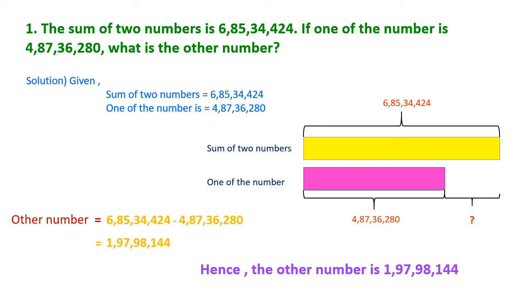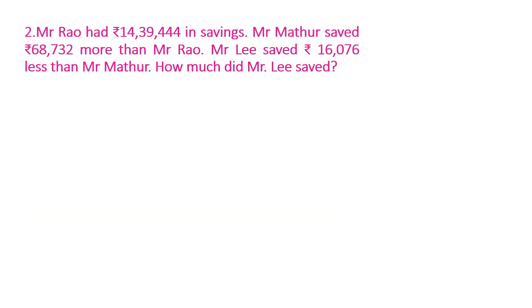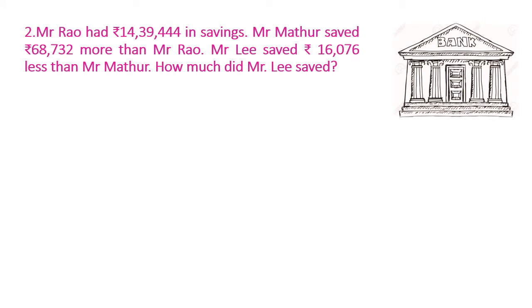Now, let us move to the next question. Here is our next question. It is saying Mr. Rao had rupees 14,39,444 in savings. Mr. Mathur saved rupees 68,732 more than Mr. Rao. Mr. Lee saved rupees 16,076 less than Mr. Mathur.